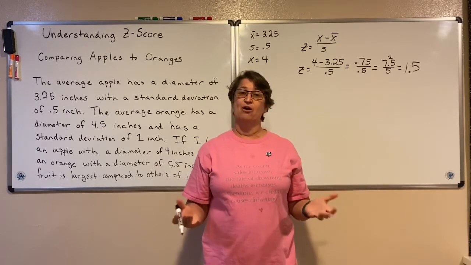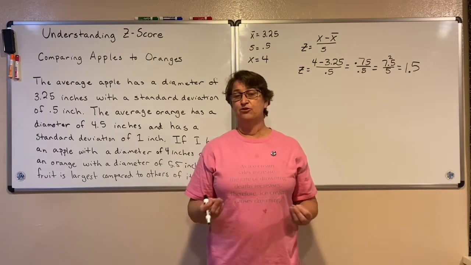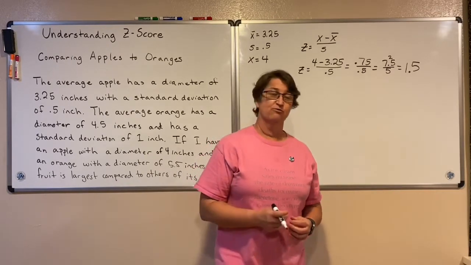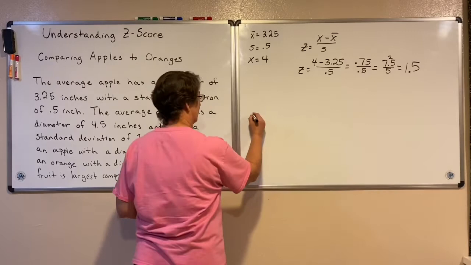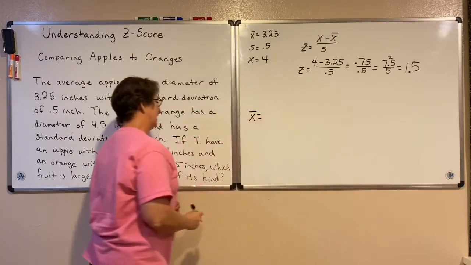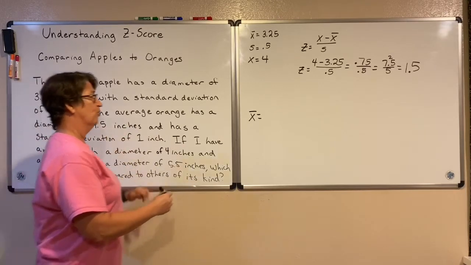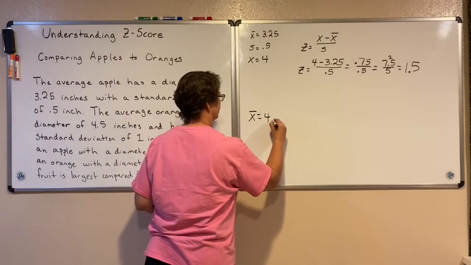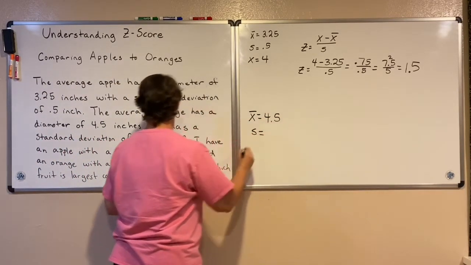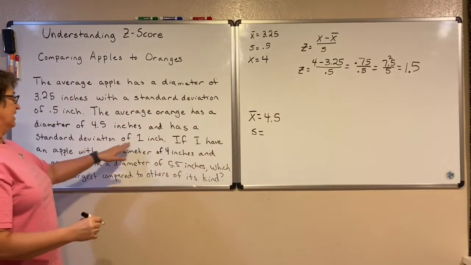I'm going to find out how many standard deviations the orange is from the mean. So I need those same data values. I need the mean of my oranges. Well, the mean of my oranges is 4.5 inches. And the standard deviation of oranges is 1 inch.